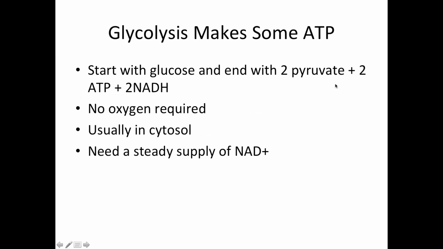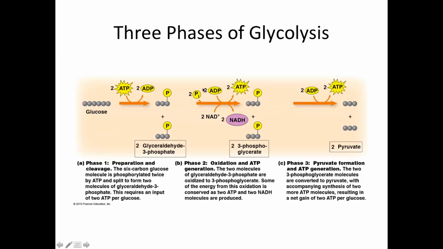We're going to start with a 6-carbon glucose, and we're going to end with 2 3-carbon pyruvate molecules. And from this, we're going to gain 2 ATP and 2 electron carriers called NADH. This first step does not require oxygen, and it occurs in the cytosol. And glycolysis is broken into 3 major phases.